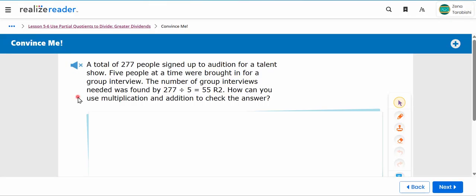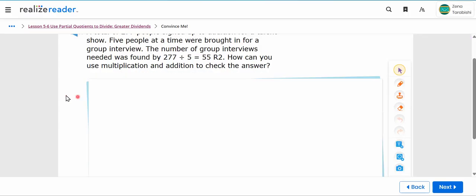A total of 277 people signed up to audition for a talent show. 5 people at a time were brought in for a group interview. The number of group interviews needed was found by dividing 277 by 5 equals 55, remainder 2. How can you use multiplication and addition to check the answer?